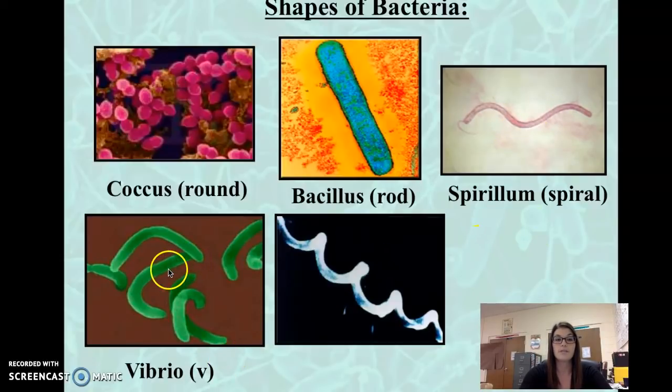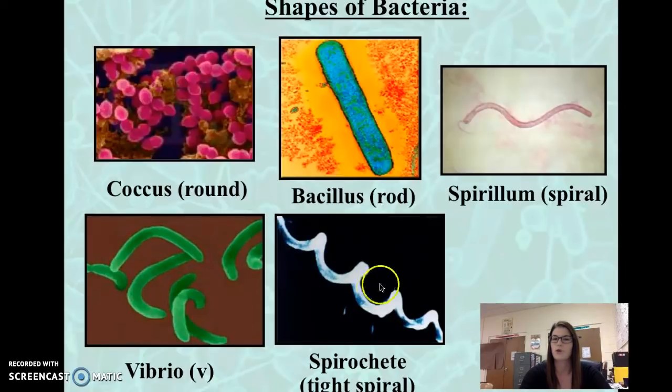Vibrio are more like V-shaped. They kind of have a V shape to them. And then lastly, we have the spirochaete, which are a tight spiral or more like a kind of a corkscrew. It's a little bit of a tighter spiral than the spirillum.